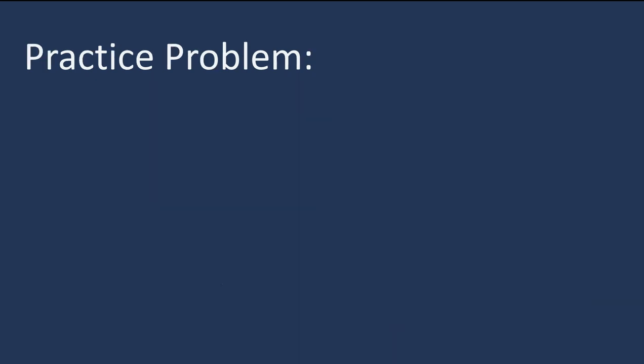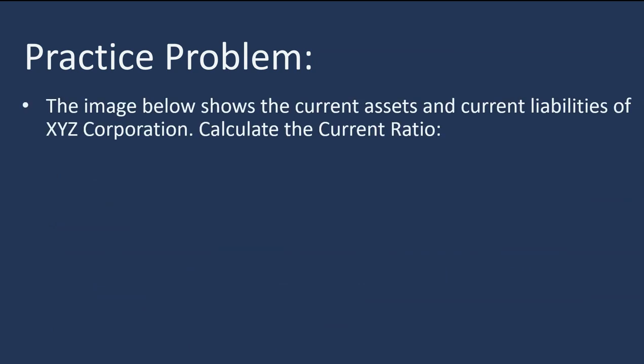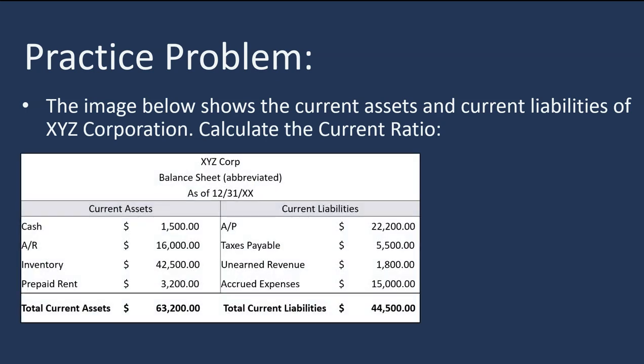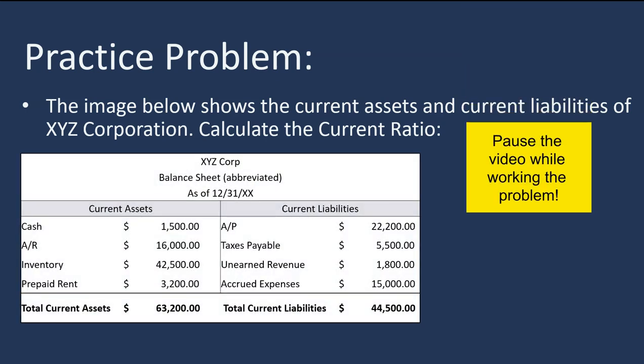So there's a practice problem for you here to calculate the current ratio. And the image below shows the current assets and current liabilities of XYZ Corporation. And I'd like for you to go and calculate the current ratio. So there's the balance sheet. I suggest you pause the video at this point until you're able to go through and perform the calculations. And I'll display the answer in just a few seconds.